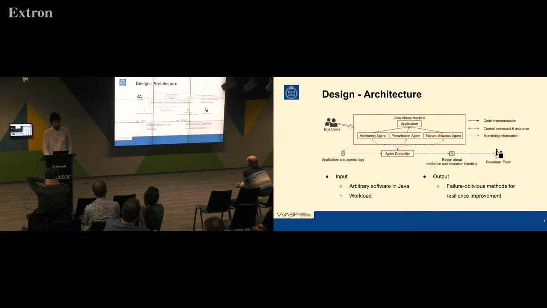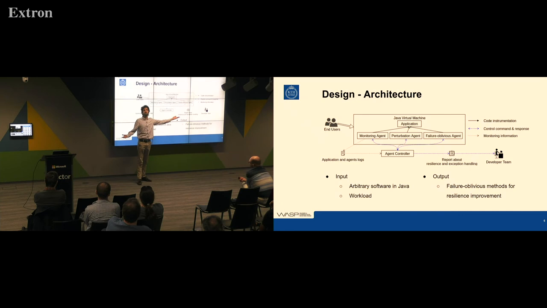So here, that's more precise. We are in the context of Java. We have a Java virtual machine with an application running on it. In the JVM, you have a mechanism called agent, which is a way to plug into the JVM and to either collect data or even transform the code or change the behavior. So we have three agents. Triple agent. The monitoring agent, because we want to have more monitoring data than only the logs.